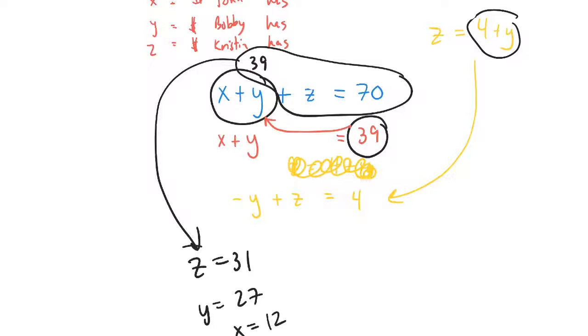Okay, 39 goes in for x plus y, giving us z. Once you know z, you know y. Once you know y, you know x. Doesn't matter which way you want to choose to solve it. Okay? Let's do the last one together so we can get to the matrix part.